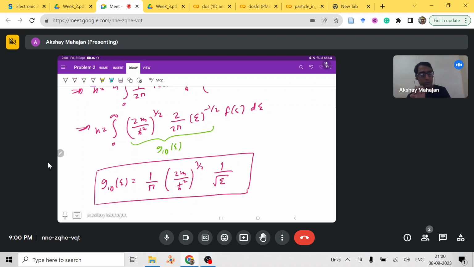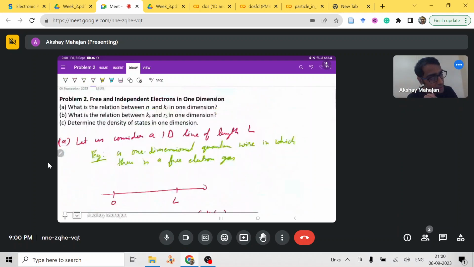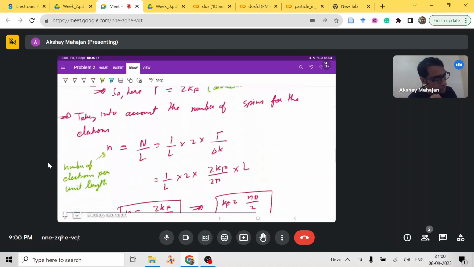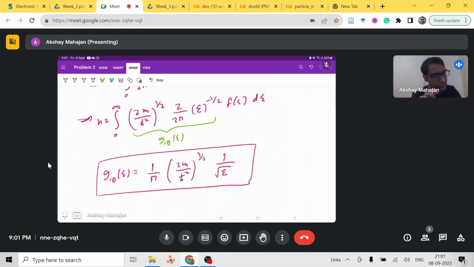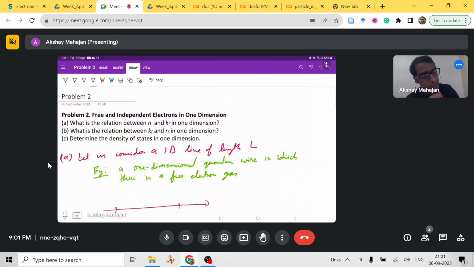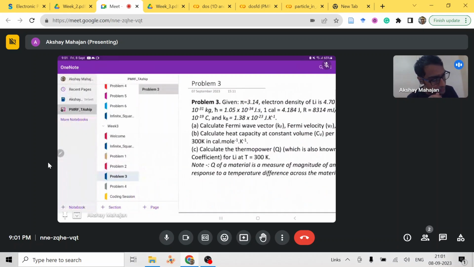It is going to be proportional to 1 by root of epsilon. Alright, so this is our density of states in the case of one dimension. This is our last part for this problem number 2. Let's go to problem number 3 now.